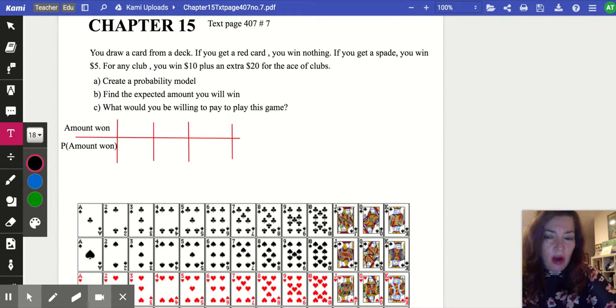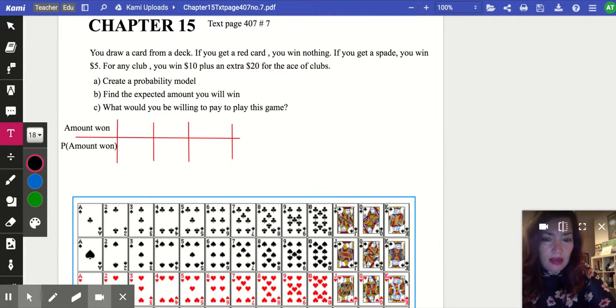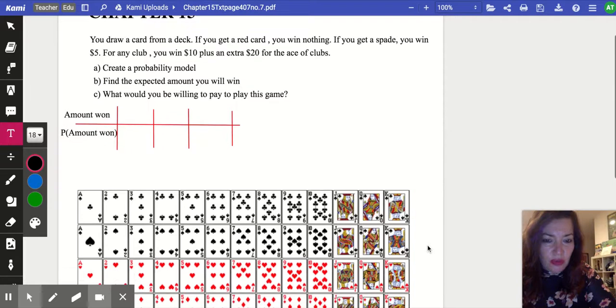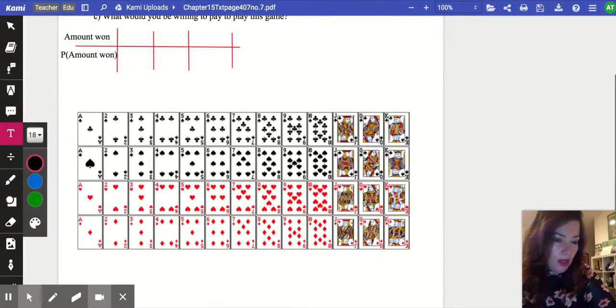It says you draw a card from a deck. If you get a red card, you win nothing. If you get a spade, you win $5. For any club, you win $10 plus an extra $20 for the ace of clubs. Create a probability model. All right, so I added a deck of cards here on the bottom for your reference in case you weren't sure of the different suits.